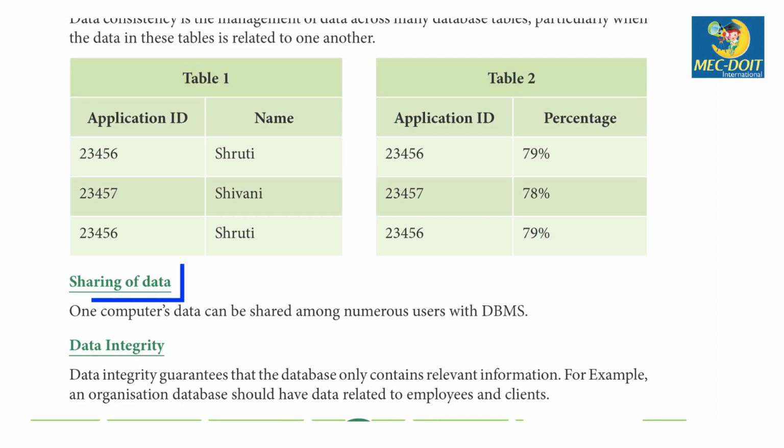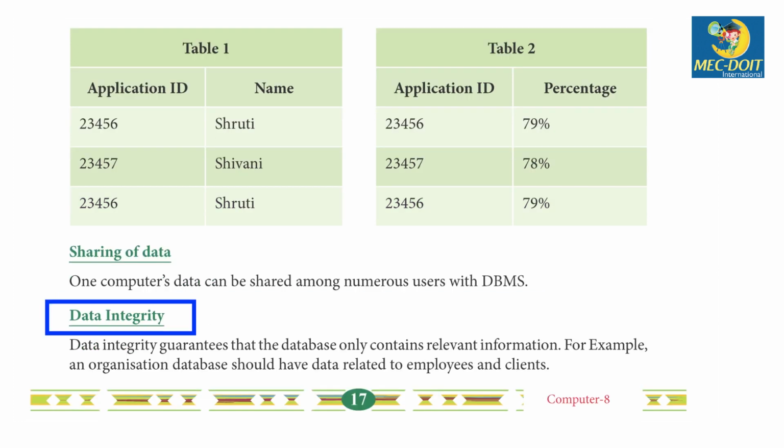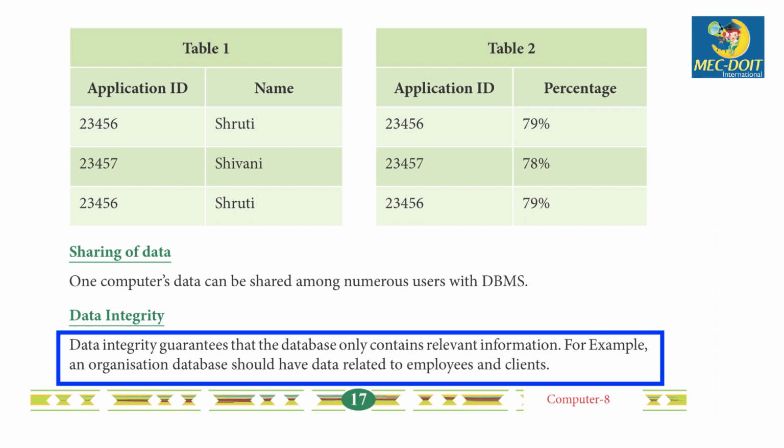Sharing of data. One computer's data can be shared among numerous users with DBMS. Data integrity. Data integrity guarantees that the database only contains relevant information. For example, an organization database should have data related to employees and clients.